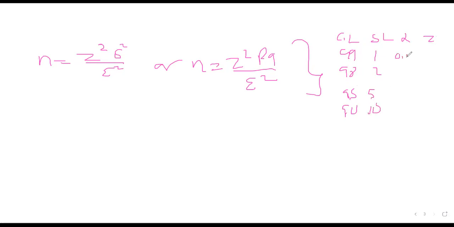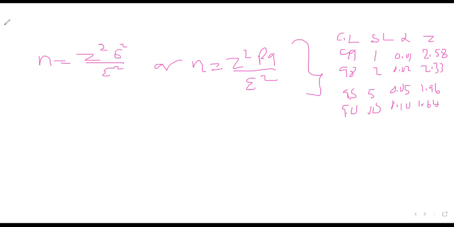Then this is 0.01, this is 0.02, this is 0.05, and this is 0.10. And the Z values are 2.58, 2.33, 1.96, and 1.64. So these are figures that you need to understand.